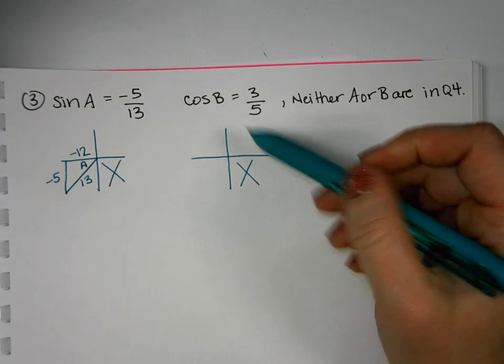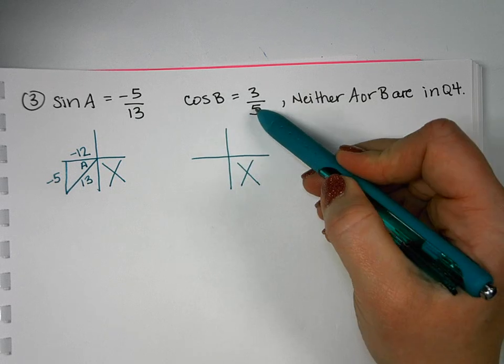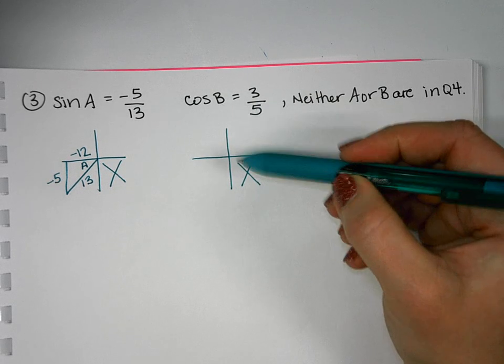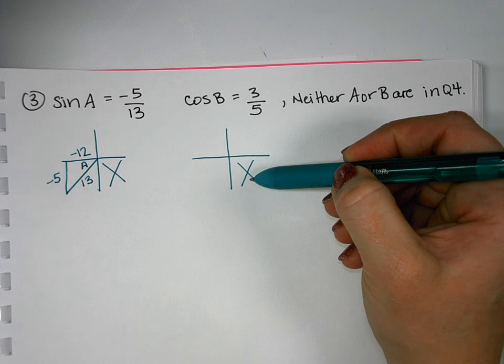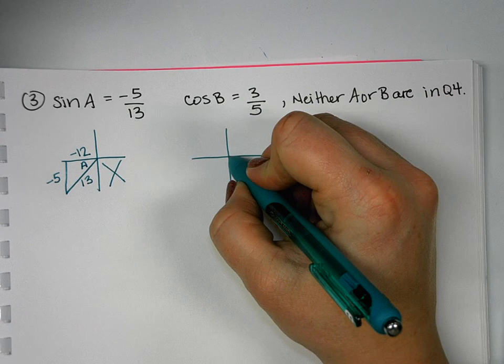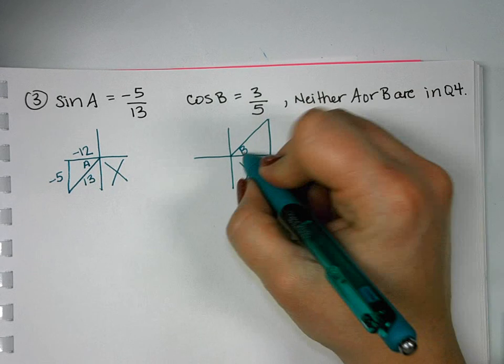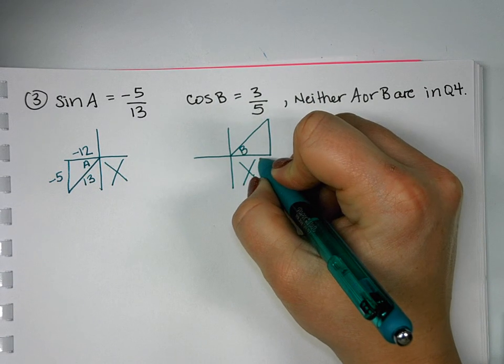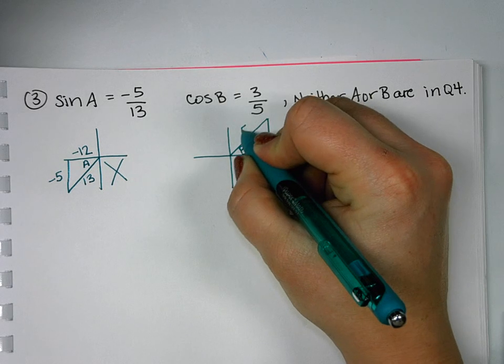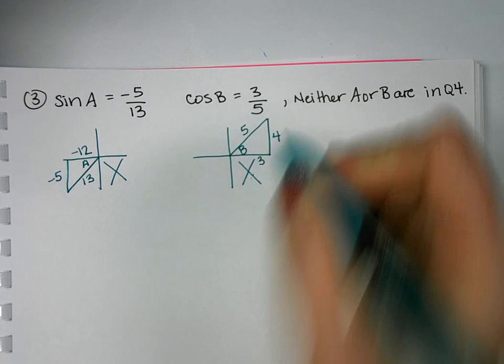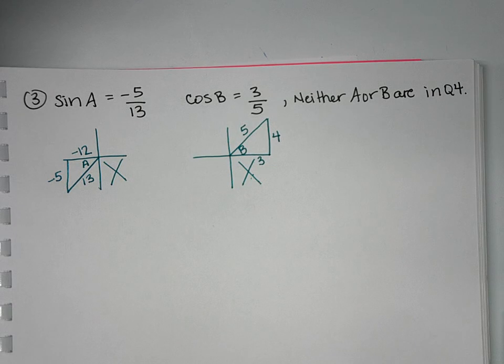When it comes to cosine, cosine here is positive. So if cosine's positive, that means it would have to be in 1 or 4, but it can't be in 4, so I know I have to draw my B up here in quadrant 1. Cosine is adjacent, so adjacent 3 over hypotenuse 5, Pythagorean theorem, we get the height is 4. So when you're given your information like this, you have to sketch out your own triangle using the All Students Take Calculus to help you with what quadrant your angle is in.